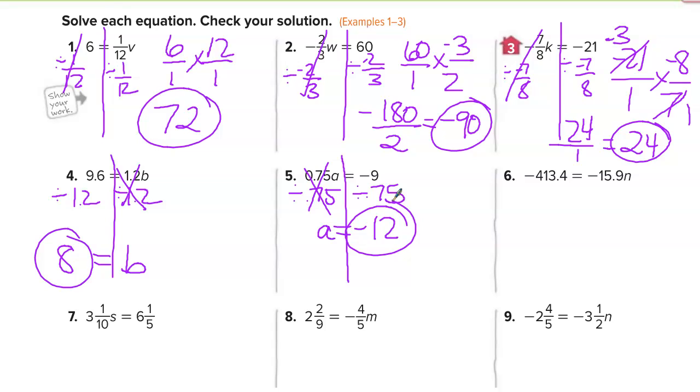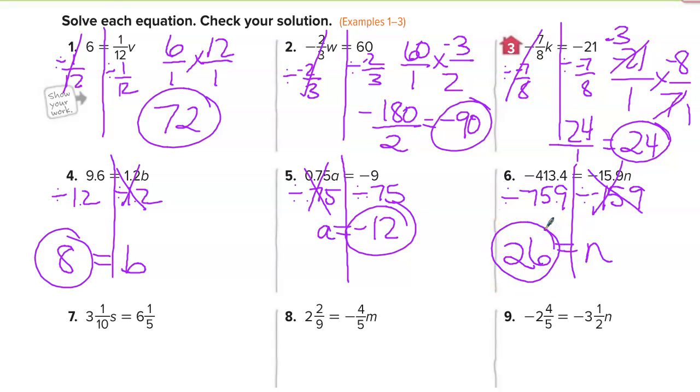Okay? I'm just going to find my hand right now. Number 6. Again, starting on the side with the letter. Same pattern. Dividing. I'm keeping my negative. Divided by -15.9. Okay, I've got a negative divided by a negative, so my answer will be positive. And what should it be? 26. Yeah, what she said. Okay, I was going to say, I agree on 26.